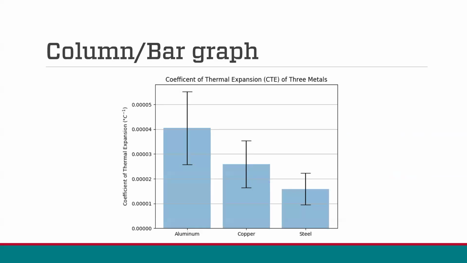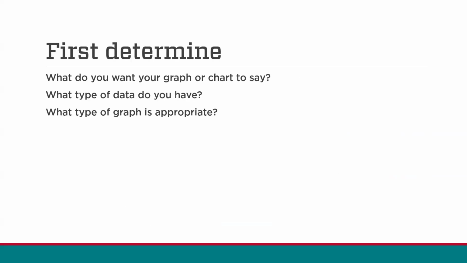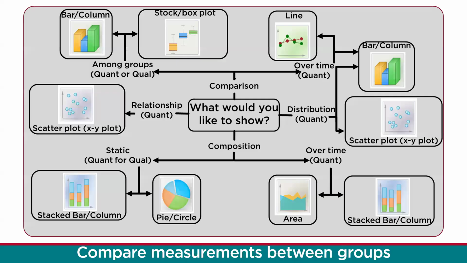Let's start with column or bar graphs. The first step in graphing is to determine the type of graph you need to use. To do this, first ask yourself what you want to graph or you want the chart to say. Also, what type of data do you have? Is it qualitative categories or quantitative numbers? After you know that, you can determine what type of graph is most appropriate for your need.